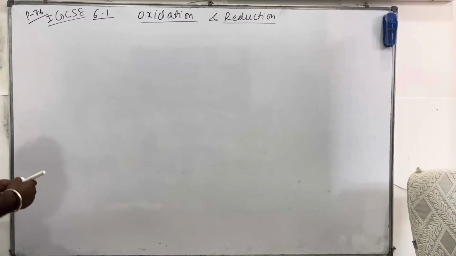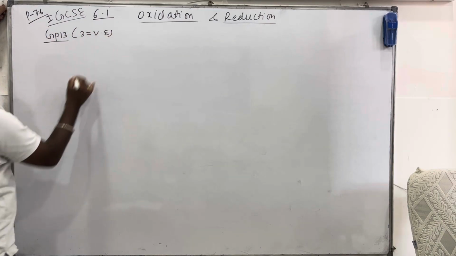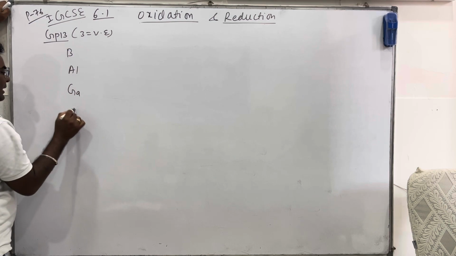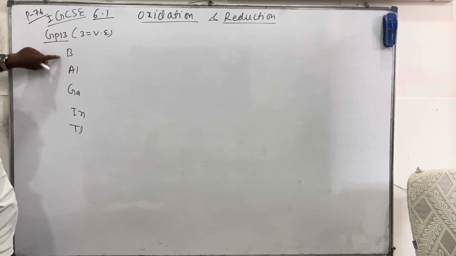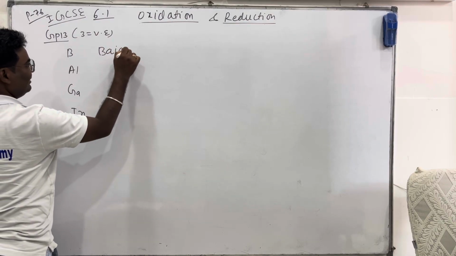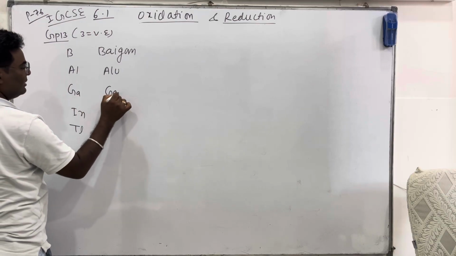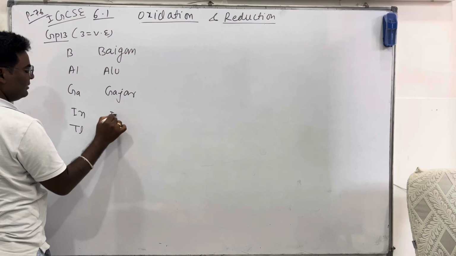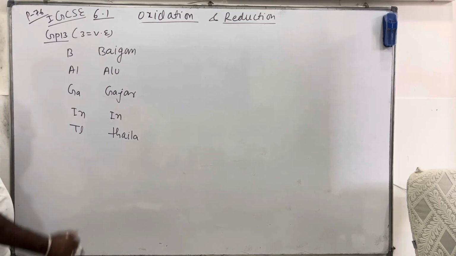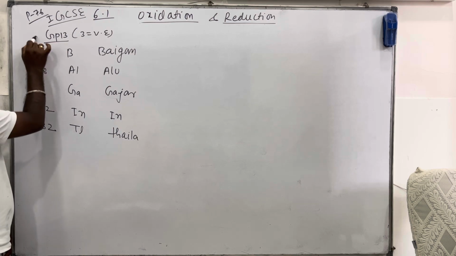Next, see group number 13. In group 13, valence electron is 3. It starts with boron, aluminum, gallium, indium and thallium. How to remember it? Bagan, aloo, gajar in thela. Understood? So get the next atomic number. It is 32, 32, 18, 18, 8, 8, 2.